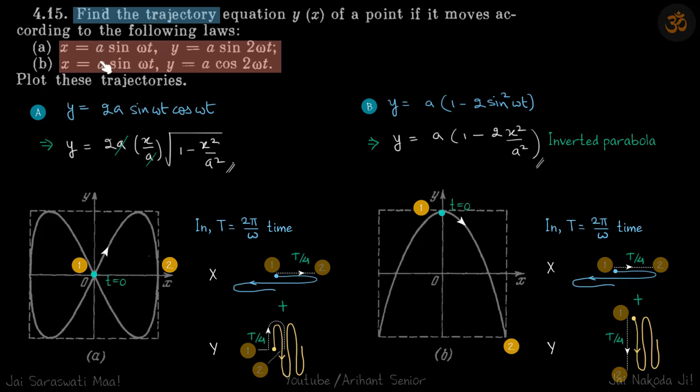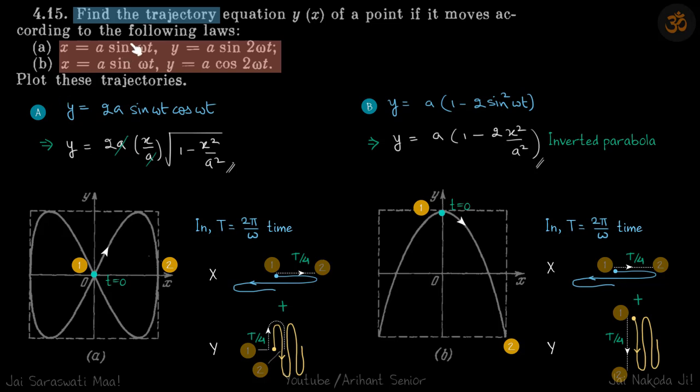For these two cases, we need to find the trajectory and plot them. So to find the trajectories, we just eliminate time from both of them and get this equation. And same thing here, and we'll get this equation. So these are the equations of trajectories. Now we need to plot them.